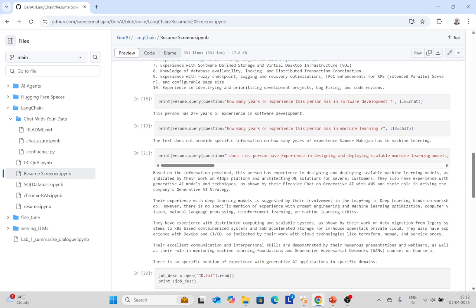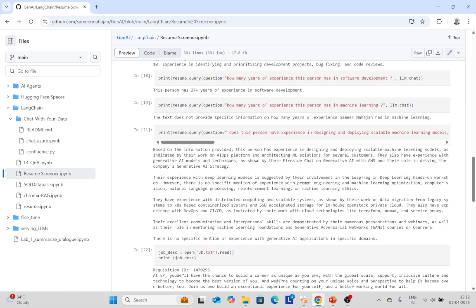Okay. Now one of the complex criteria is: does this person have experience in designing and deploying scalable machine learning models, techniques, experience with deep learning models, right? It's a little complex requirement. So now, what does it say? That he does have experience, right? So for the first part, for deep learning, it says involvement, like some of that indicates it, right? Distributed computing, right? CI/CD.